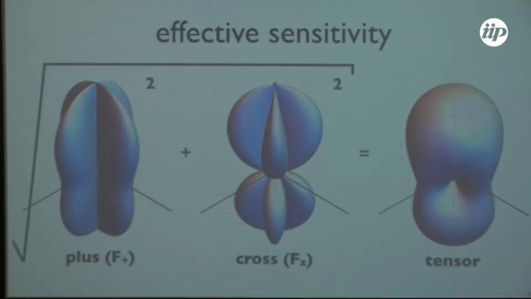Because any arbitrary signal will have these two components, and so in general, the overall sensitivity of an instrument to a gravitational wave that's arbitrarily polarized will be given by this peanut here, which we call the overall tensor response. Tensor just means that it's both plus and cross in this particular context. Beyond GR, you can have other polarizations that are non-tensor, but don't worry about that.